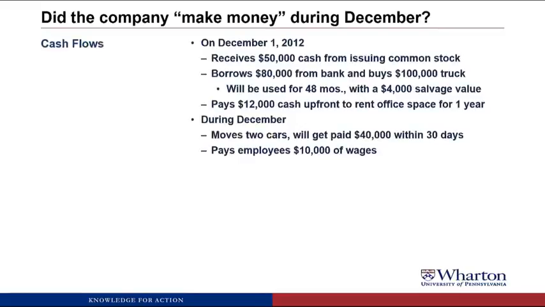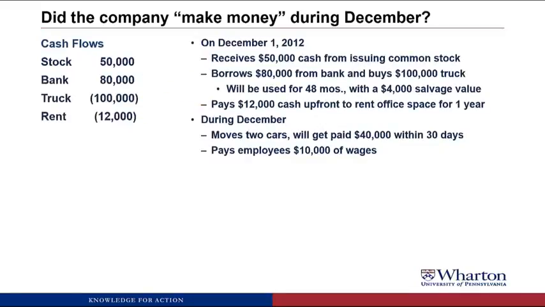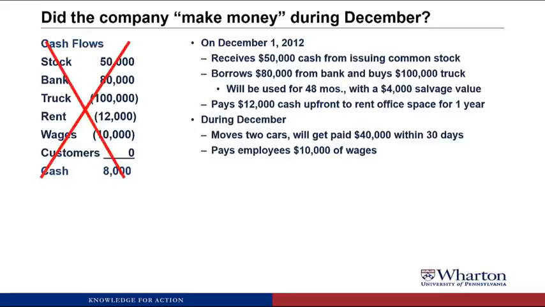So if we take the facts, we got $50,000 from issuing stock, $80,000 from borrowing from a bank. We paid $100,000 to buy a truck. We paid rent. We paid wages. We didn't get anything from customers. And so we ended the month with $8,000 cash. As it turns out, this is a really bad way to try to figure out whether the company has made money or not.